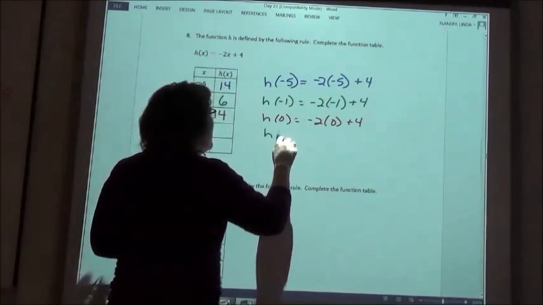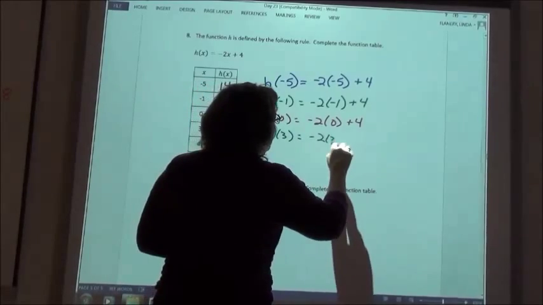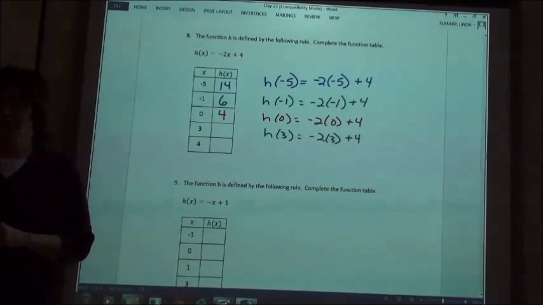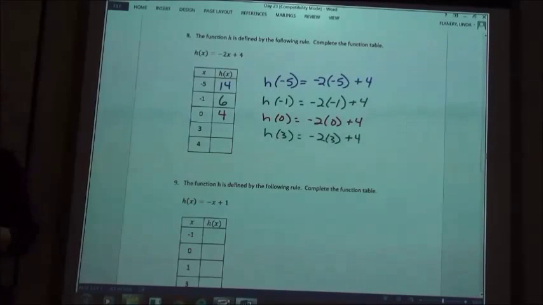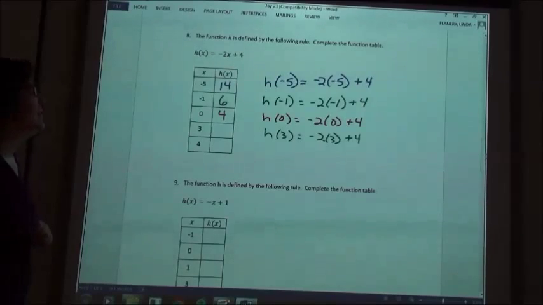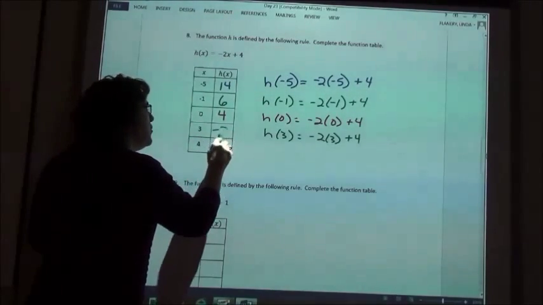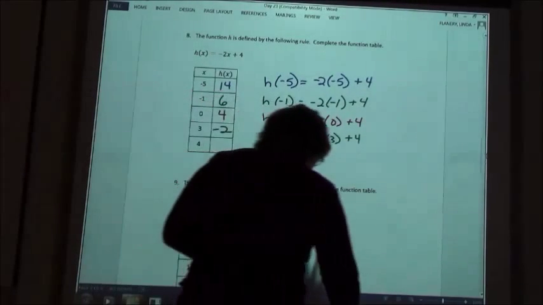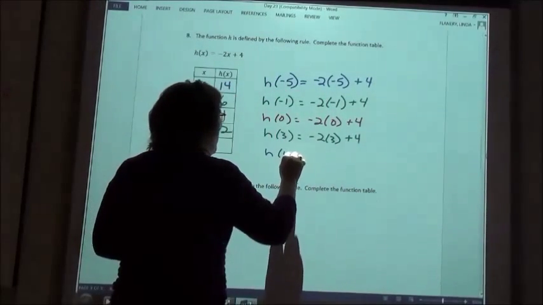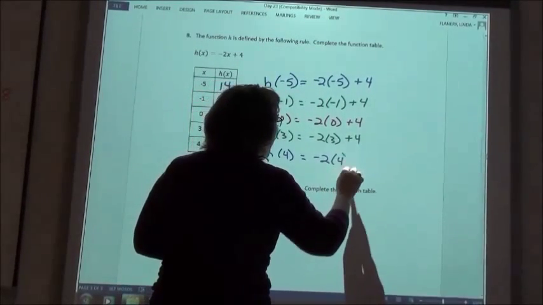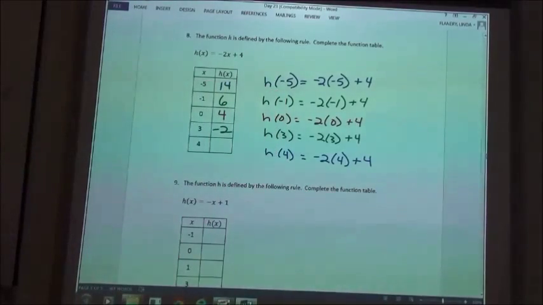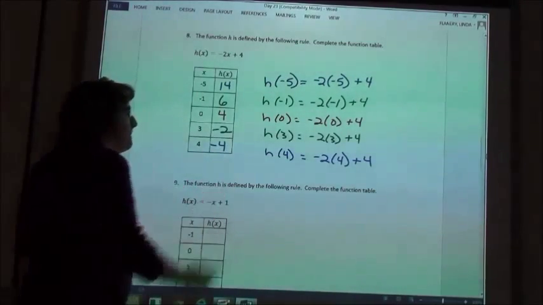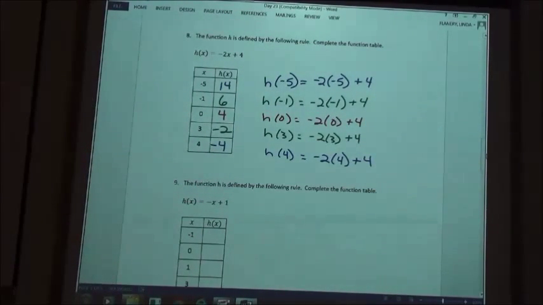And then we do h of 3. So negative 2 times 3 plus 4. And our answer is negative 6 plus 4, negative 2. Negative 6 plus 4 is negative 2, right? And then we have to do the 4. So h of 4 would be negative 2 times 4 plus 4. Gives us an answer of negative 4. Negative 8 plus 4 is negative 4, right?